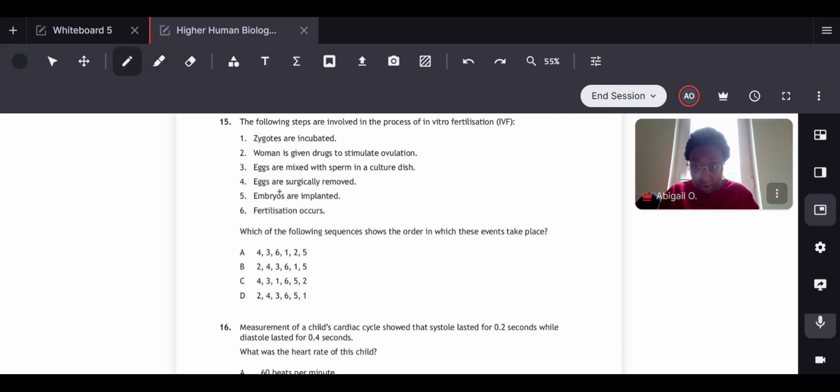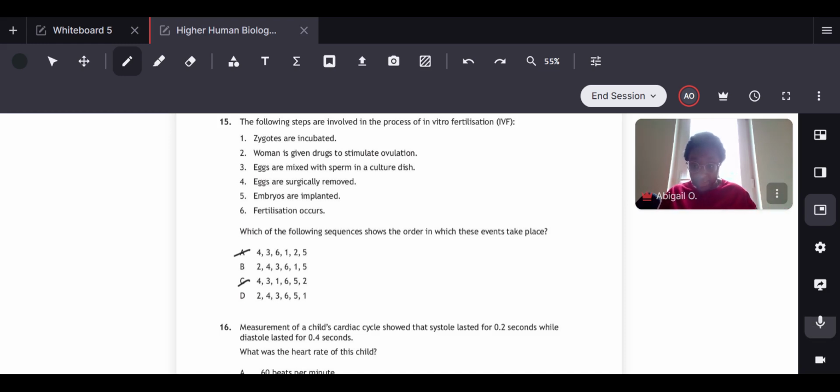If we look at the options here, 4 is eggs are surgically removed, and 2 is woman is given drugs to stimulate ovulation. So automatically, you can't surgically remove eggs that have not yet been stimulated. So anything beginning with a 4 is automatically out. So we're between 2, and we're between B and D.